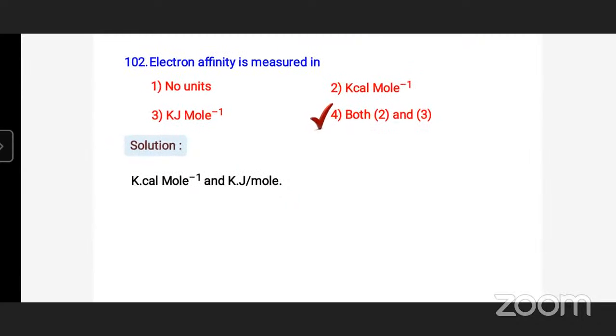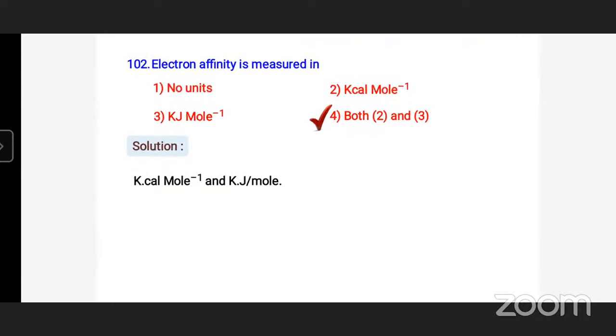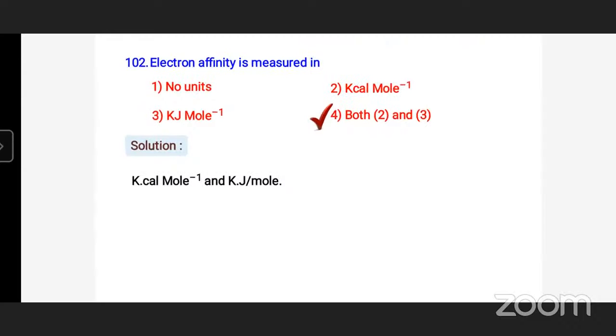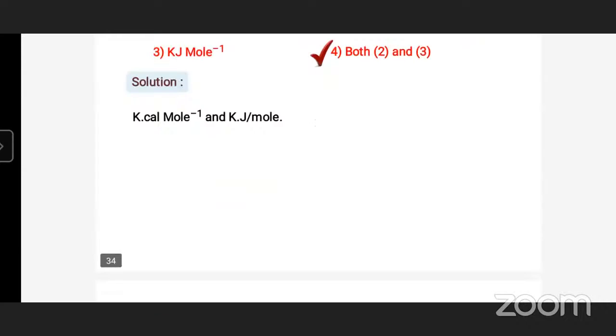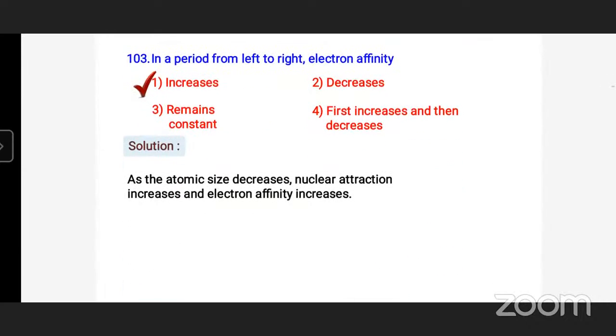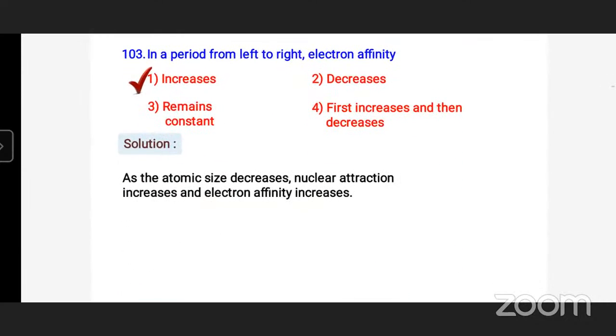Here, the electron affinity units are electron volt, kilojoule per mole, or kilocalories per mole. So here both 2 and 3. Second one, kilocalories per mole, is a right option, as well as kilojoule per mole, also a correct option. So electron affinity is measured in both second and third, kilocalories per mole and kilojoule per mole. Okay, right.